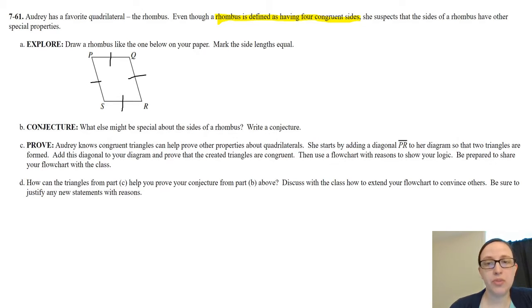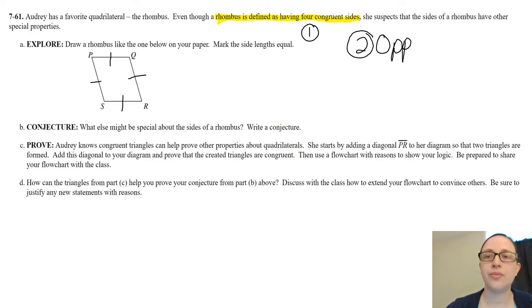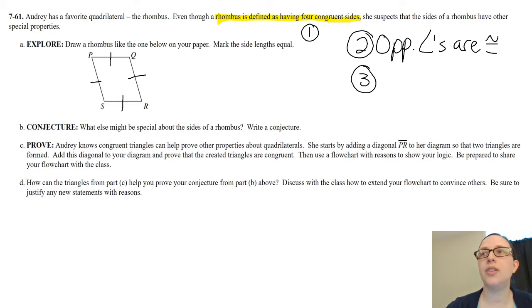They could be parallel, so maybe we want to prove that opposite sides are parallel to each other. Maybe we want to prove that opposite angles are congruent to each other. These are all properties of a rhombus. So this is just one property. A second property could be that opposite angles are congruent. A third property could be that opposite sides are parallel.